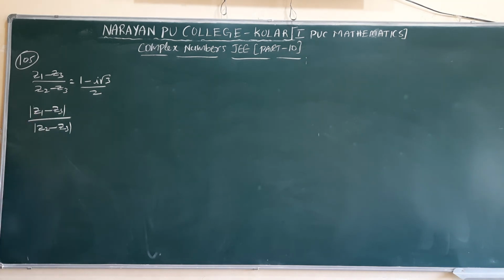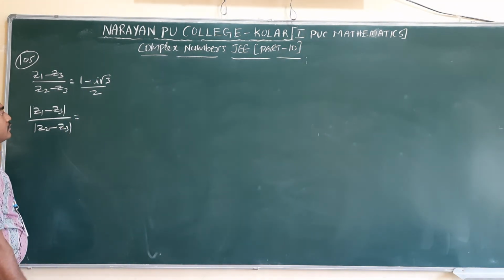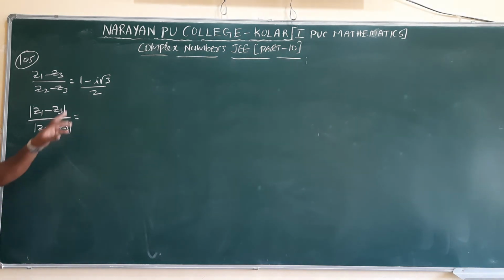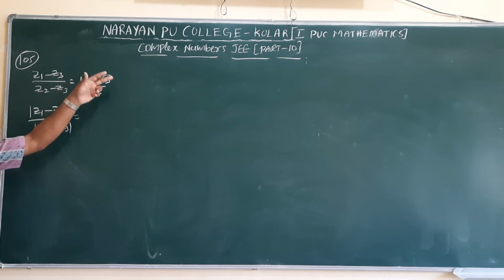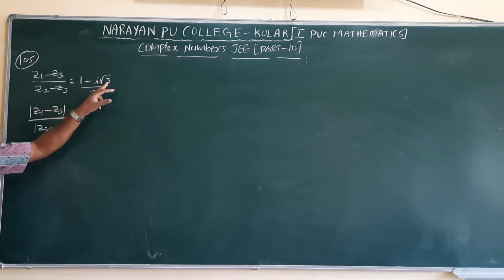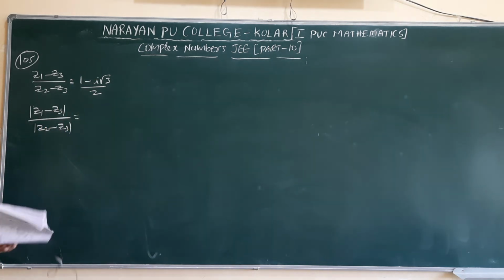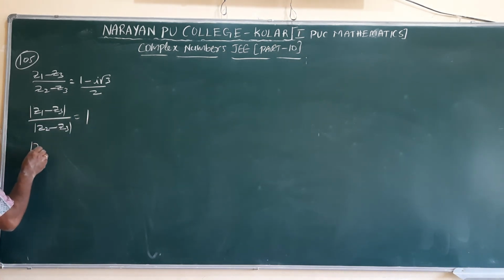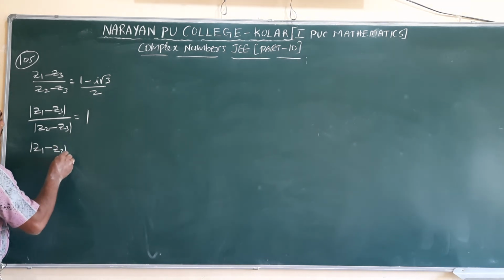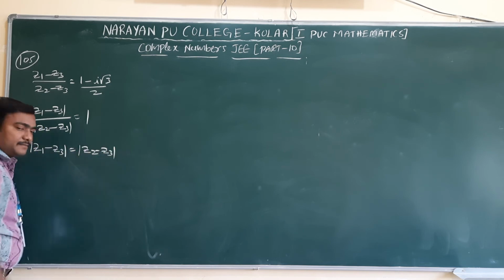We know the condition: modulus of z1 by z2 is equal to modulus of z1 by modulus of z2. So modulus of 1 minus i root 3 by 2. Modulus of 1 minus i root 3 is the square root of 1 plus 3, the square root of 4, which gives the value 2. Dividing by 2, what we get here is the value 1. So modulus of z1 minus z3 is equal to modulus of z2 minus z3.